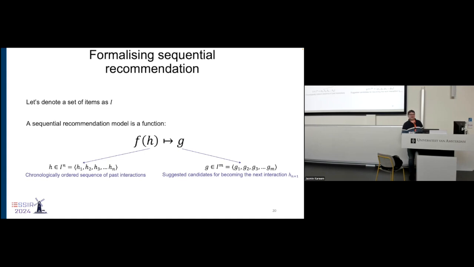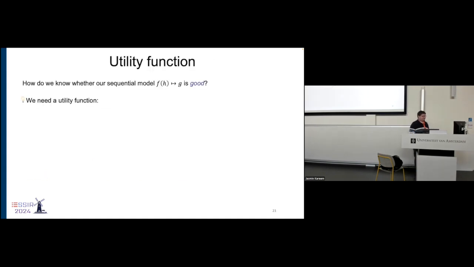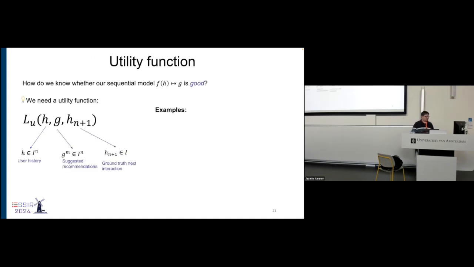No? Right. Okay. So we need a utility function that tells us how good a recommender system is. Let's define this utility function as a function that takes as input the history of user-to-item recommendations. It takes the generated recommendation, and it also takes as input a ground truth next item. And there might be different possible components of this utility function.